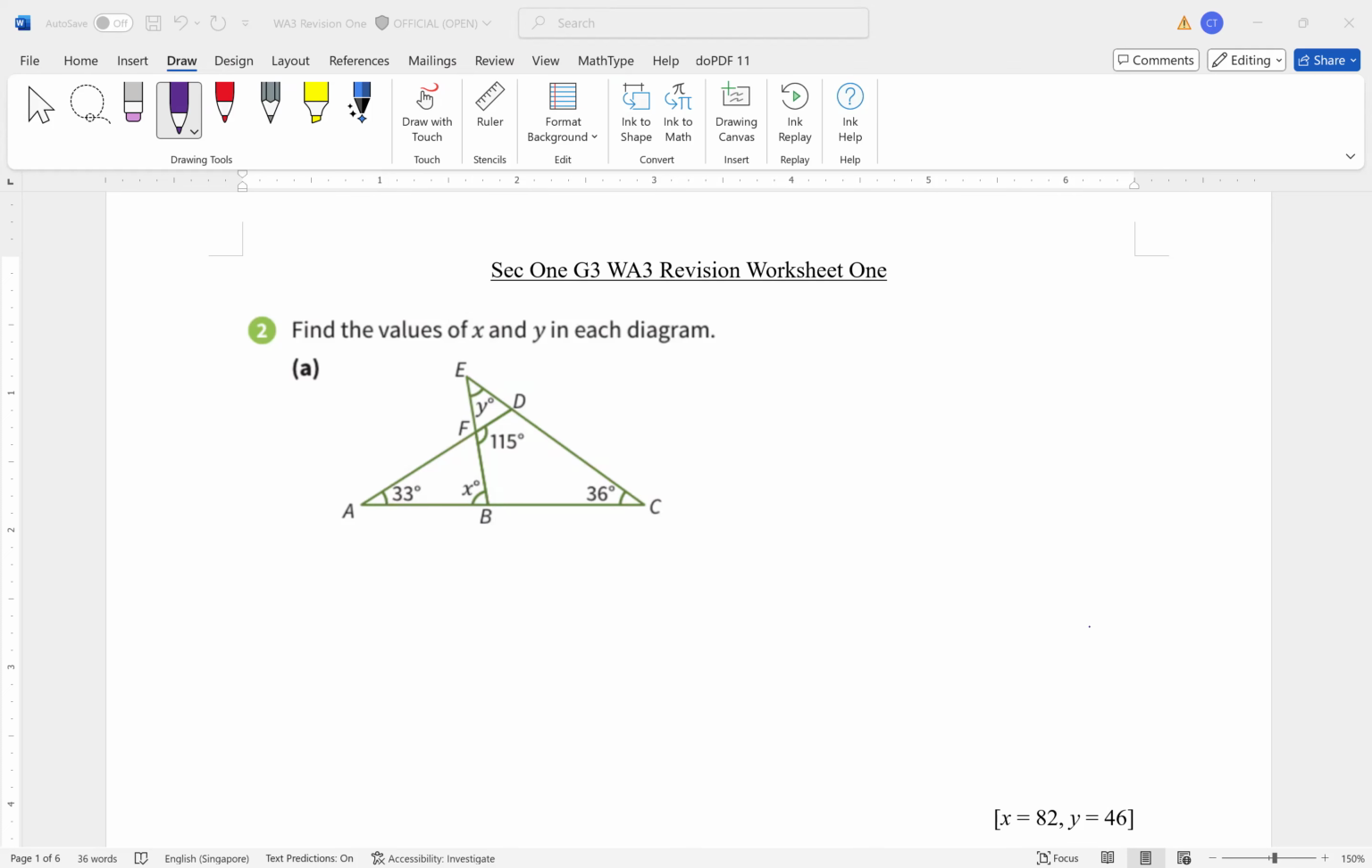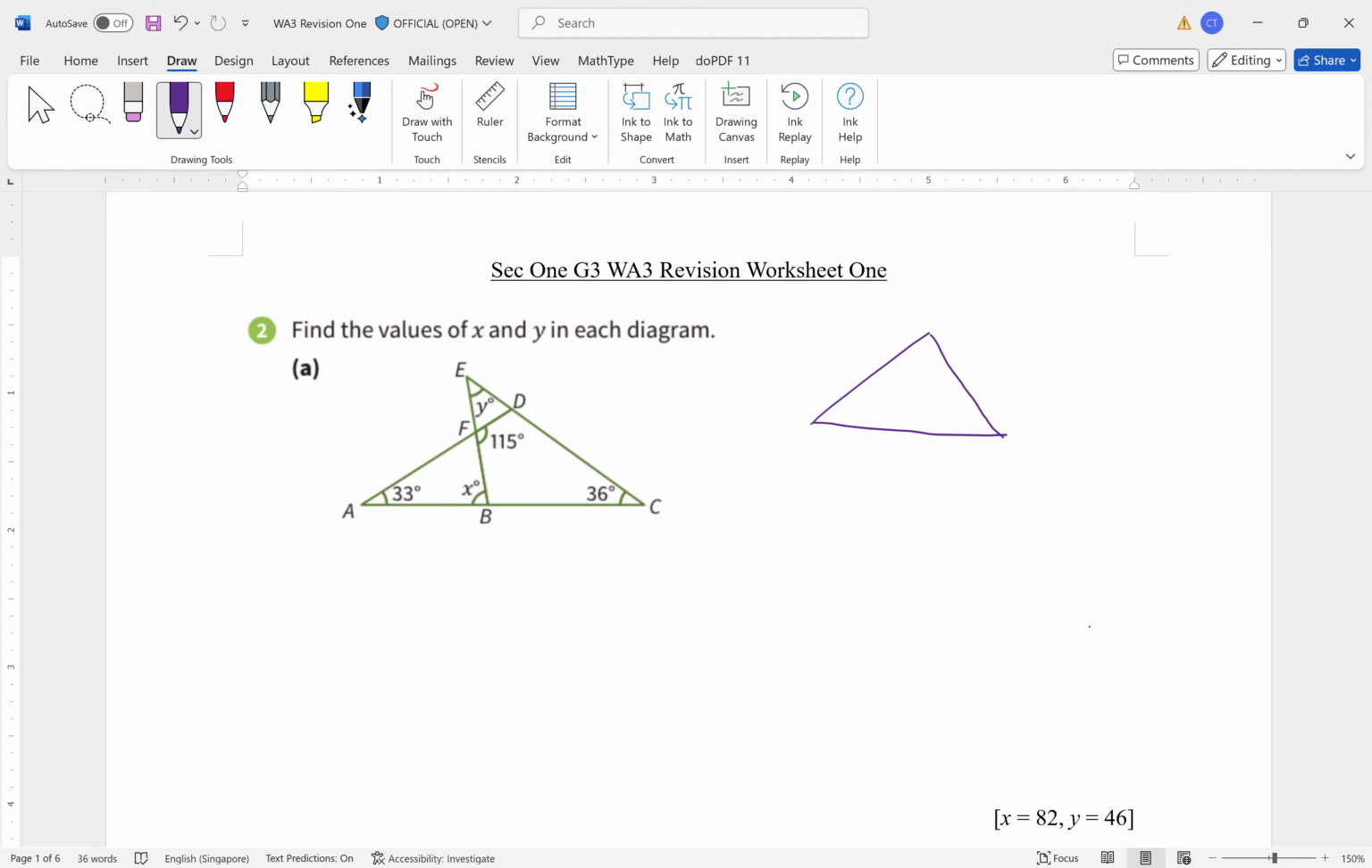In order to do this question, I would like to recap one property of the angles of a triangle that we actually learned in class. It's called the exterior angle of a triangle. So how does this property work? Firstly, you will need a triangle. So let's say you have a triangle like this.